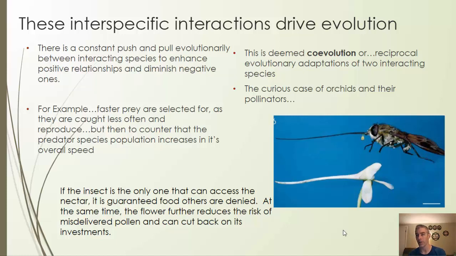This process is called coevolution, when you have these reciprocal evolutionary adaptations of 2 species that are interacting, which is the definition of coevolution. It's really interesting. These are flies that pollinate orchids, and for a lot of these species of orchids, there's only one animal that can pollinate it. You can see here the proboscis, the little nose tongue thing on the fly, is very long, and it's the exact same shape as that orchid, right?